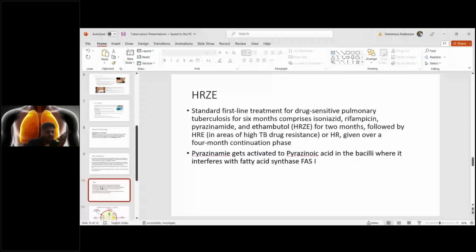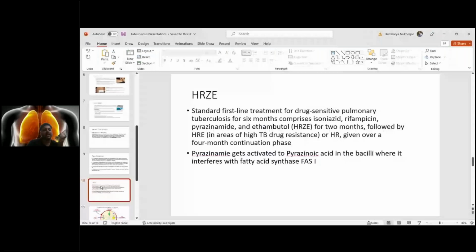TB drugs are usually given for 6 months to 9 months. It's a long treatment. There is a TB clinic where you will get these drugs free of cost from the government of India, and you have to come. You will have a card, and you have to come regularly for follow-up and testing. When the CBNAAT is fully negative, then you are TB negative, or you are out of TB.